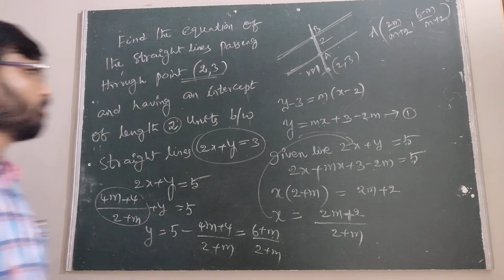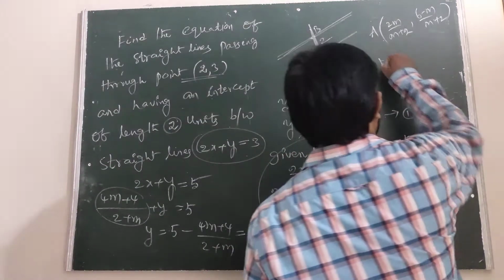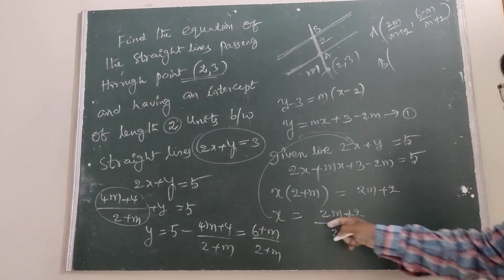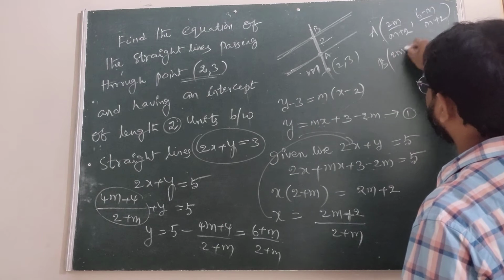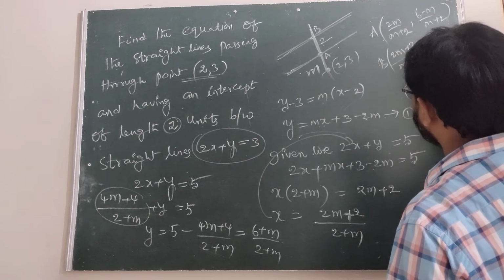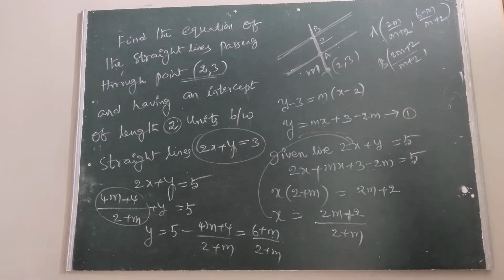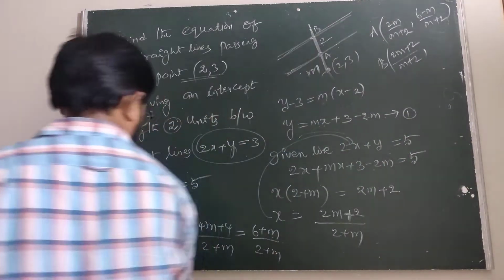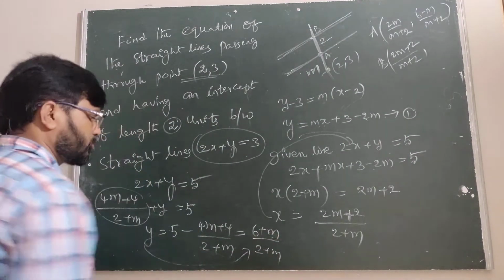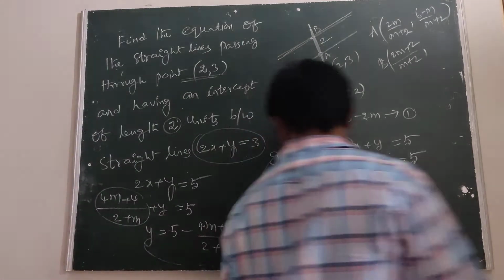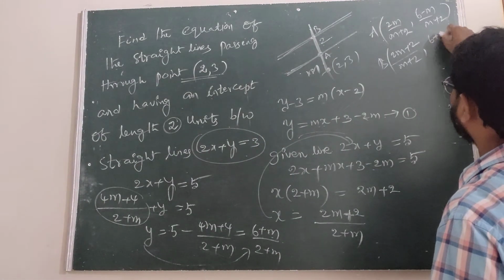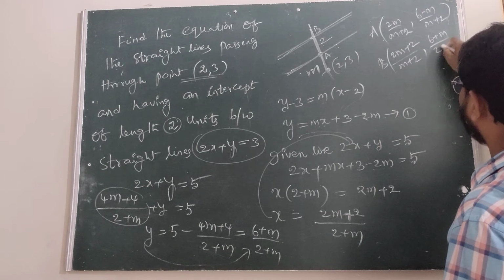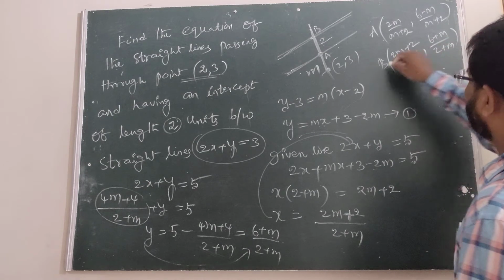Therefore we got the point B. The x coordinate is (2m plus 2) by (m plus 2), comma, and the y coordinate is 6 plus m upon 2 plus m. This is the point B.